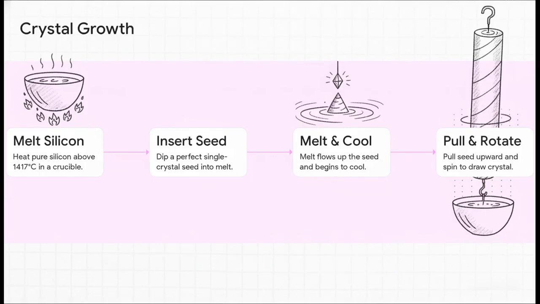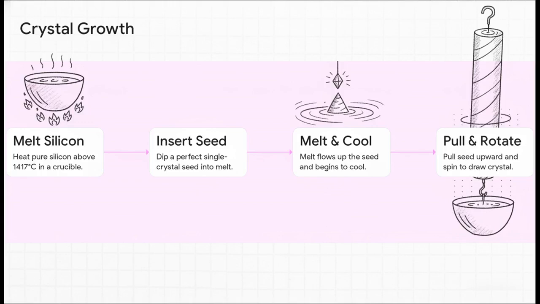We take pure silicon and heat it above 1417 degrees Celsius in an inert crucible. Once it's molten, we insert a perfect, tiny, single crystal seed. As it touches the melt, the liquid atoms actually flow up the seed and begin to cool, perfectly aligning with the seed as they freeze.